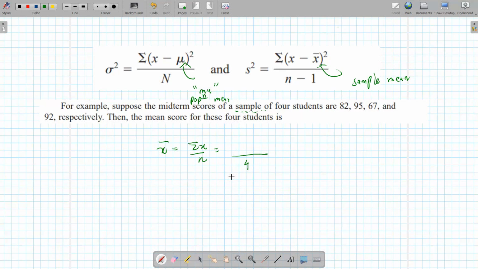You add all the numbers? Yeah, you add all the 4 numbers. You're going to get 336, yeah? Divided by 4, you get 84. So that's going to be step number 1.